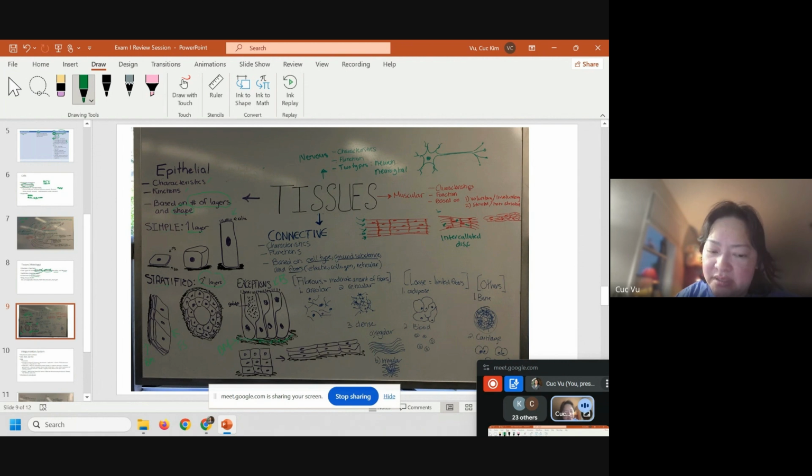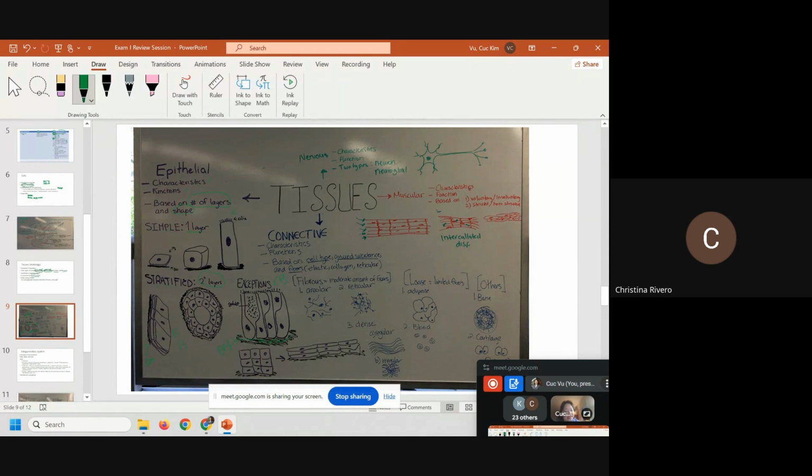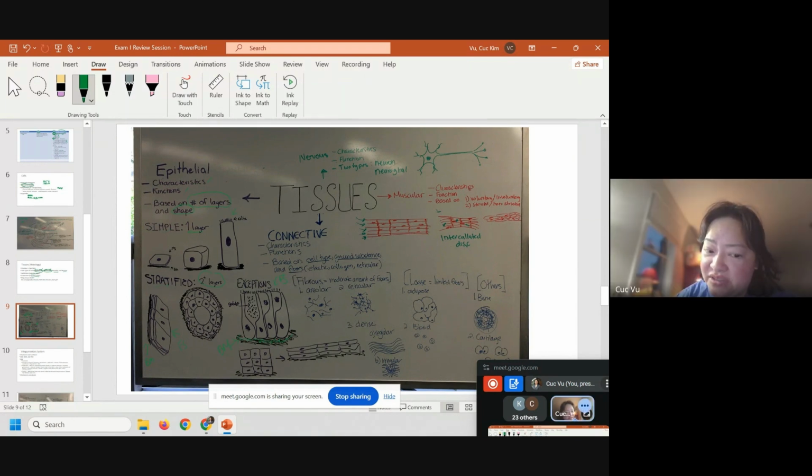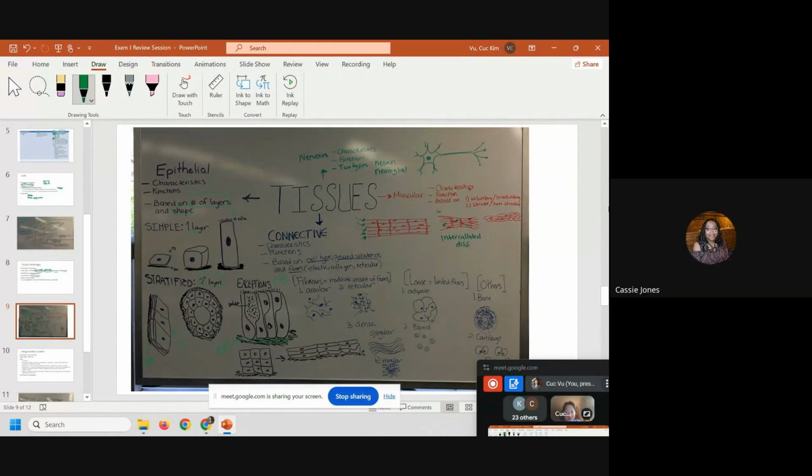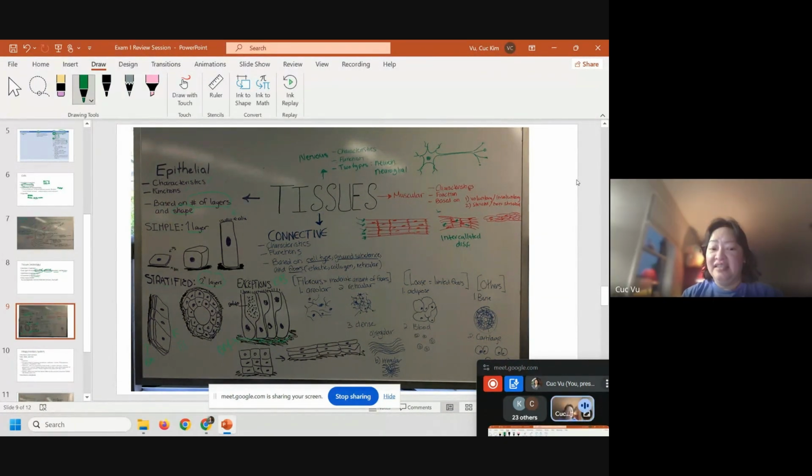What shape is it? Cuboidal. It's not cuboidal, actually. So columnar or pseudo? It's not pseudo either. It is squamous. Okay, so that's why you always have to look at what is the basement membrane and what's the free surface.